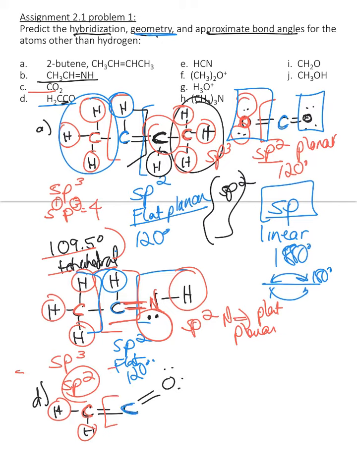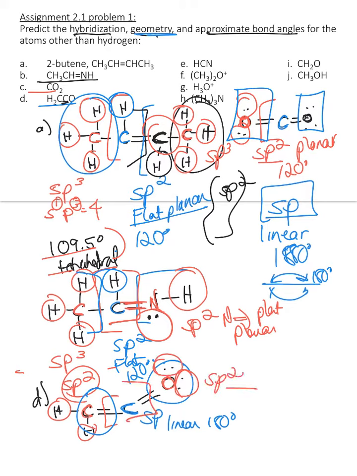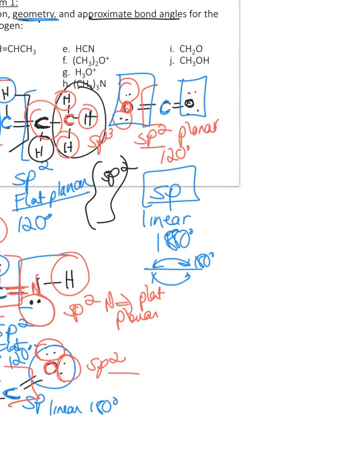This carbon here has 1, 2. So that's sp. It's going to be linear, 180 degrees. And then the oxygen here has 1, 2 lone pairs, and then 3. So it's going to be sp2. Once again, that's planar and 120 degrees.